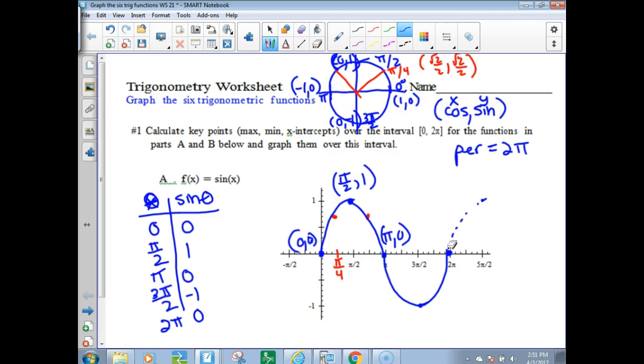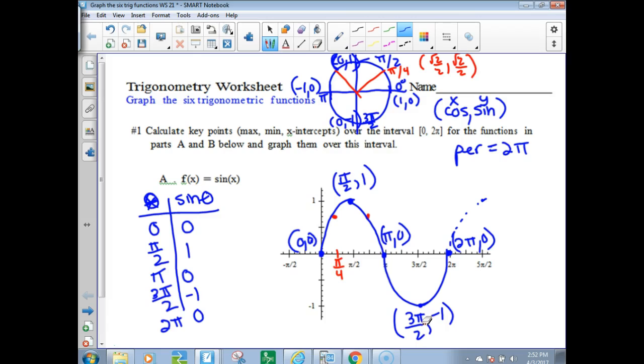All right, so what we need to have is 5 key points. We need the 0, 0, pi over 2, 1, pi 0, 3 pi over 2, -1 labeled, and the last one, 2 pi 0, that you are required to label. And that's the first graphing of the sine wave.